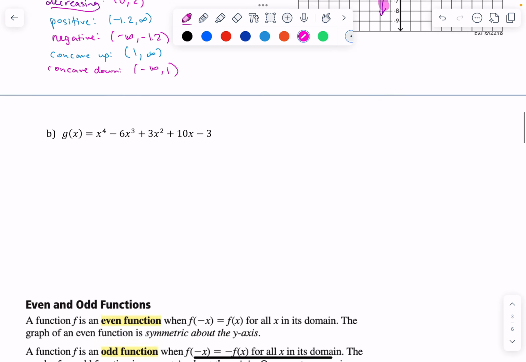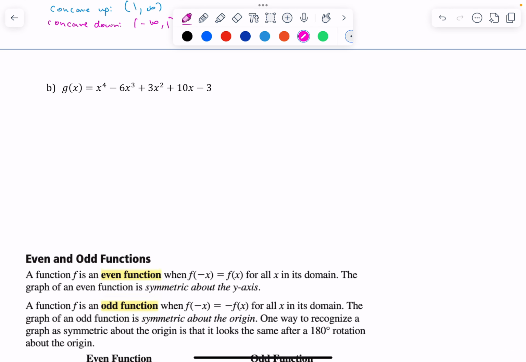Okay, let's keep going with this next example. So hit delete a couple times on your calculator so that everything clears. Hit tab, and now let's graph this next function on our calculators. x to the 4th minus 6x cubed plus 3x squared plus 6 over 3.